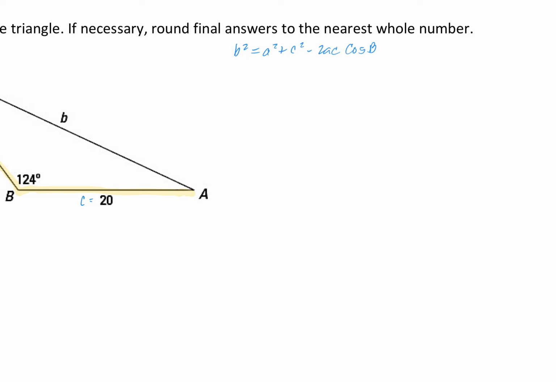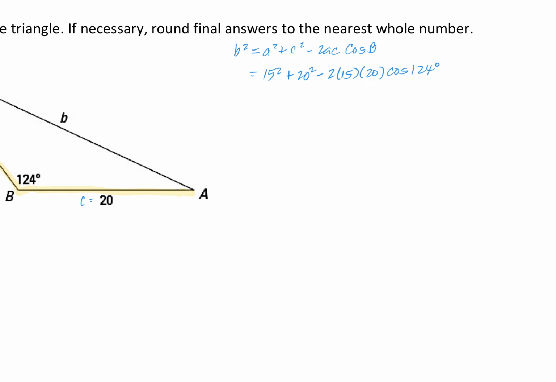So B squared is equal to, A, which is 15, so that's going to be 15 squared. I was going to write 225, but I think I'll write it all out first. C is 20, so 20 squared minus 2 times 15 times 20. And then it's cosine of angle B, which is 124 degrees. At this point, especially if you have a really good calculator, you could just put the whole thing in, and you'll get probably about 961 for B squared, and then square root both sides to find B.